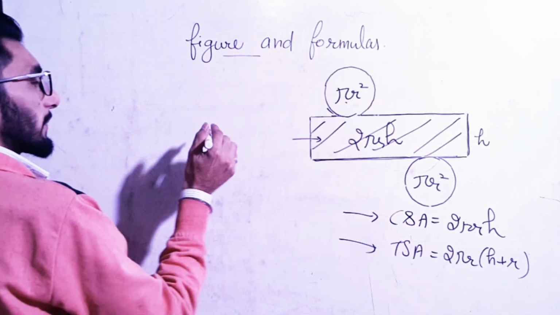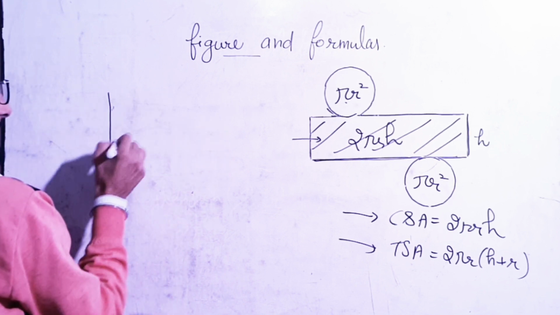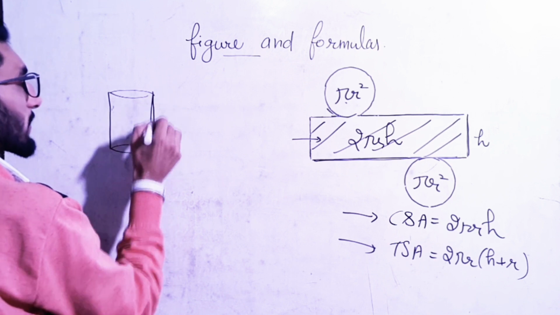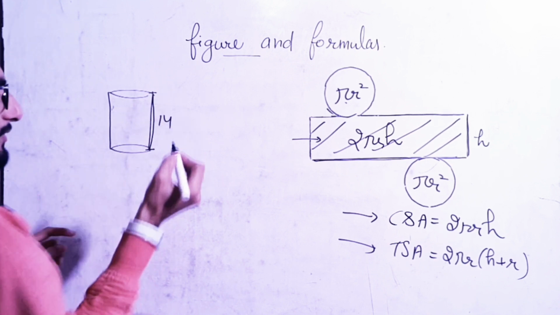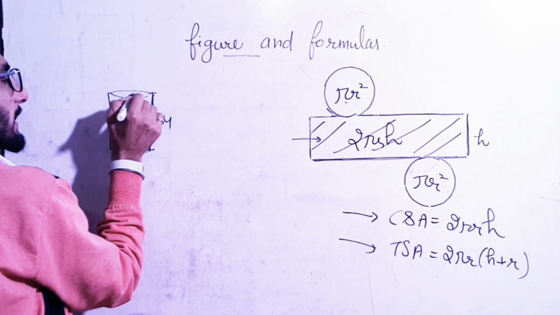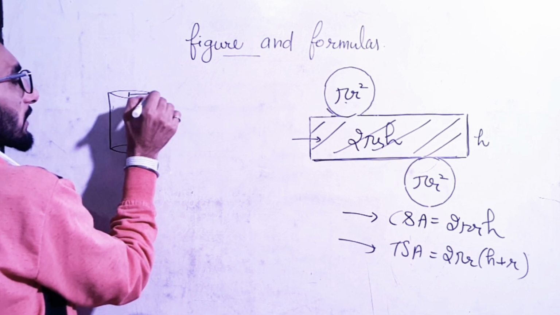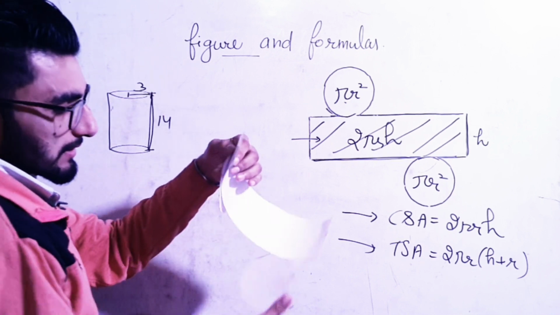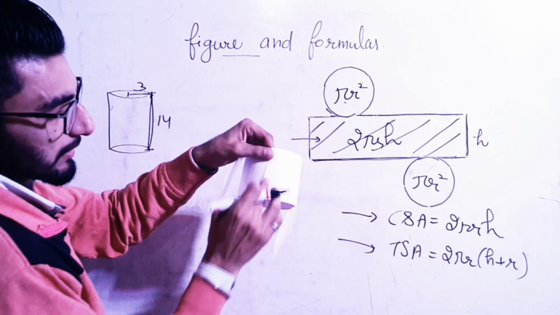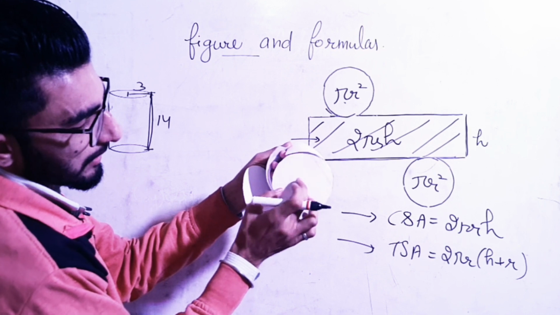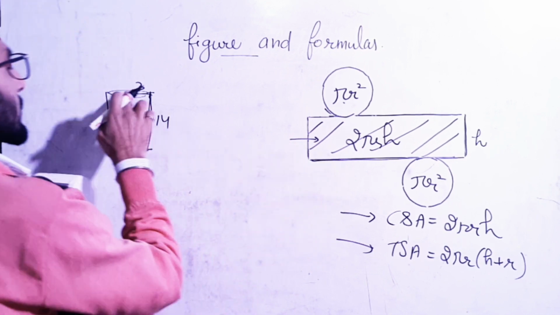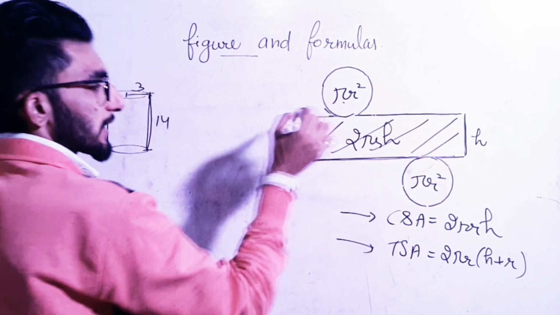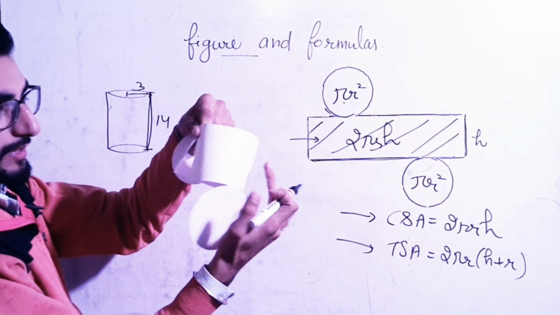So let's solve an example. We have given a cylinder in which height of the cylinder is 14 centimeter. ठीक है, height of the cylinder is 14 centimeter and here we have given radius of this circular portion is 3 centimeter. This is the height which is 14 centimeter and radius of this surface is 3 centimeter. ठीक है, now we will find its curved surface area, just this portion, कि इसका surface area कितना है.